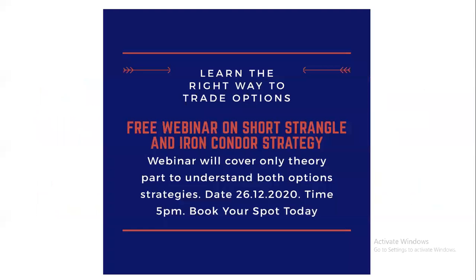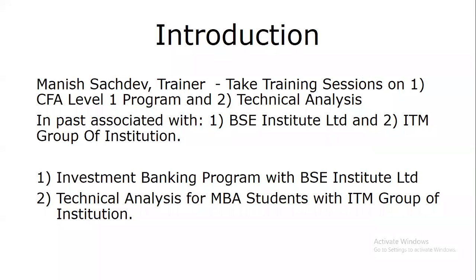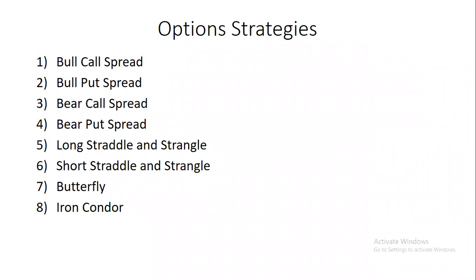Now, in this session, I'm going to discuss the theory part of short strangle and iron condor strategy. What exactly is iron condor strategy? Iron condor strategy is nothing but the combination of bull put spread and bear call spread. When it comes to option strategies, we have so many different strategies like bull call spread, bull put spread, bear call and bear put spread, long straddle and strangle, short straddle and strangle, butterfly, iron condor.